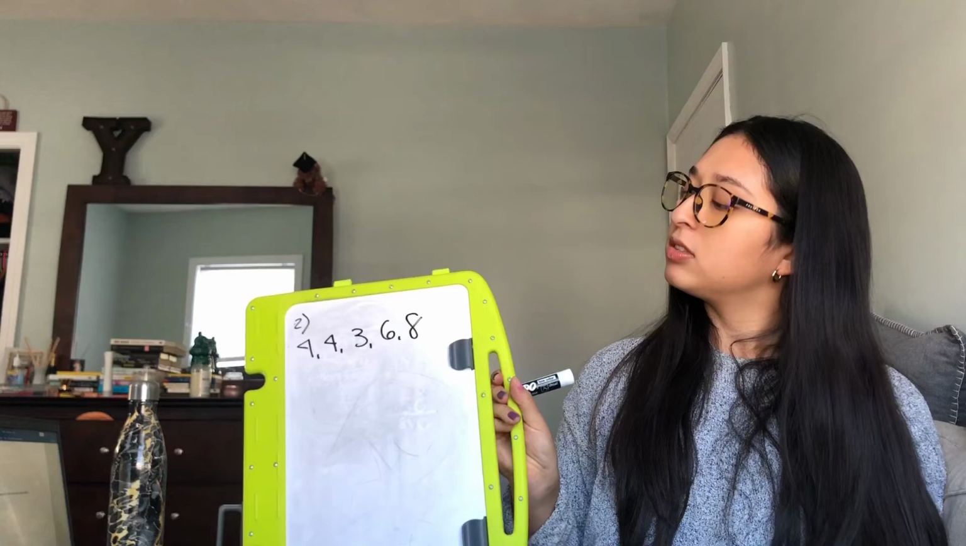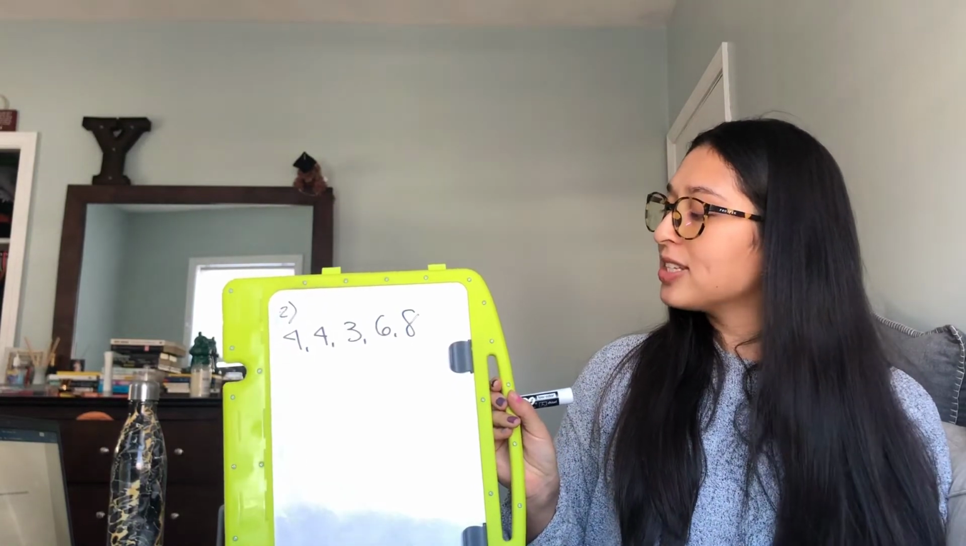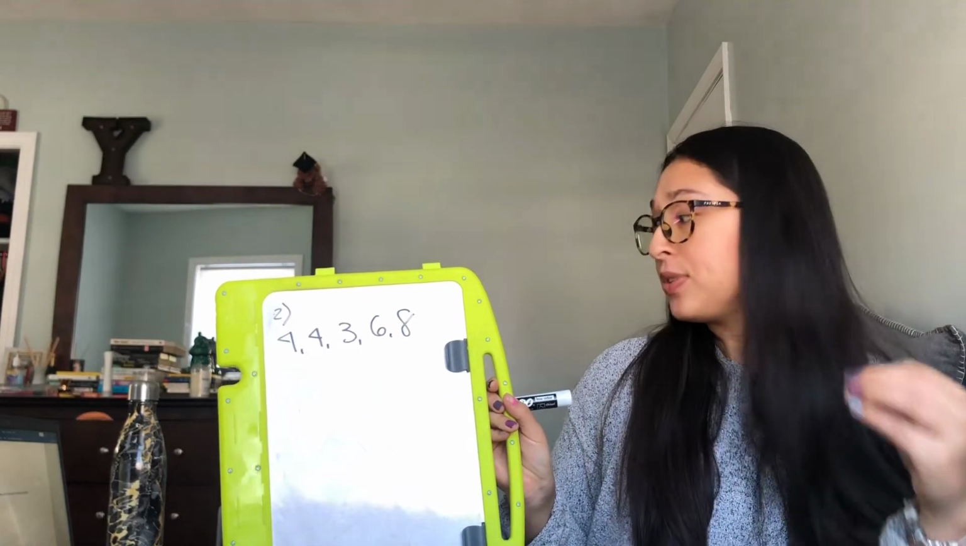Cool, cool, cool. We'll go ahead and erase the work that we did here to move into that second question. So for number 2, they gave us a data set. They said 4, 4, 3, 6, and 8. And they're asking us to find that mean absolute deviation, right? What is going to be the MAD?